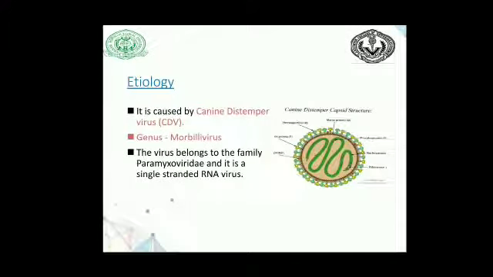Now etiology. Canine distemper is caused by canine distemper virus of the genus Morbillivirus. The virus belongs to the family Paramyxoviridae and it is a single-stranded RNA virus. In this picture we can see the capsid structure of canine distemper virus.